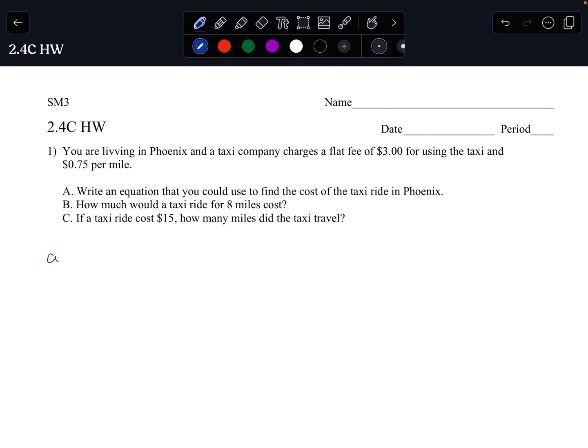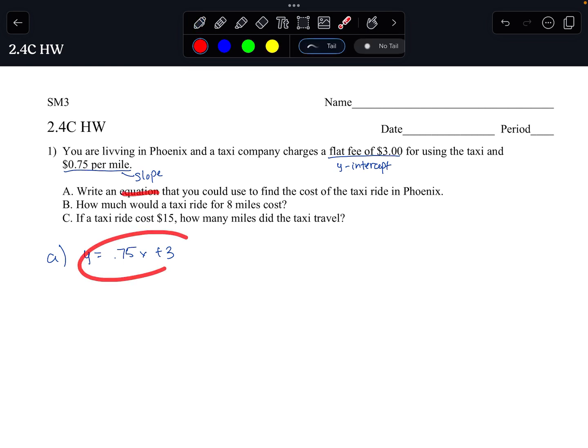Now the given information here, the flat fee, if I'm going to apply this to a linear model, this would be my y-intercept. And then the 75 cents per mile, that would be the slope. And so creating a linear model, y equals 0.75x plus 3. So that would be a linear model, an equation that we could use to find the cost of the taxi ride in Phoenix.